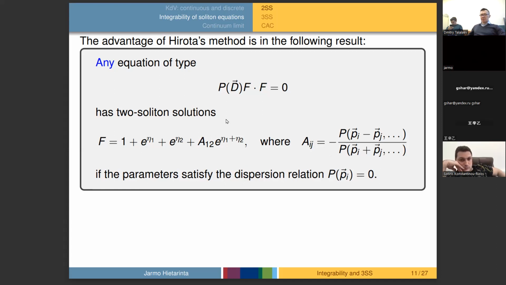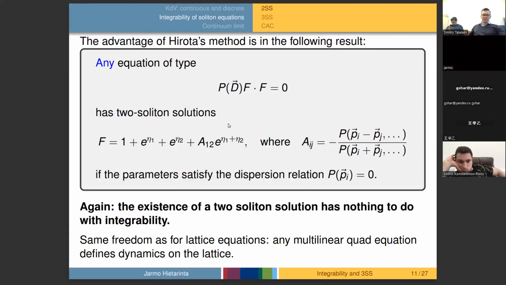This is similar generality as we can have on a lattice. We can have any kind of Q polynomial with some mild conditions. And we can interpret this Q always as a kind of superposition to get the two soliton solution. So in Hirota's method also we can have easily two soliton solutions, and it's not related to integrability. So the existence of two soliton solutions has nothing to do with integrability.